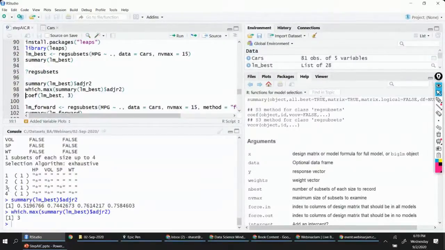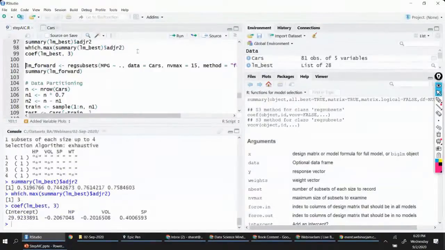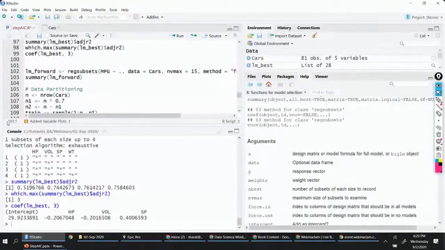This R-squared is the best among the 4 models that we developed. R-squared is the best for the third model, which does not have weight. You can clearly say weight is not considered. So you're taking the coefficients of the third model, and this is your equation. So this is one approach that you can take.